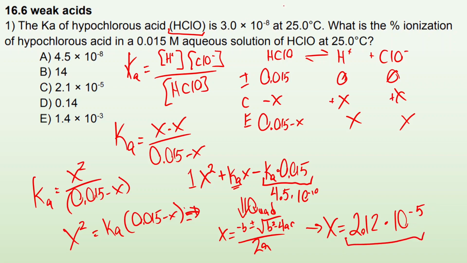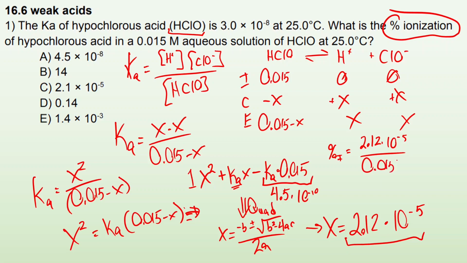What we're trying to get is the percent ionization. So the last step is, well, we know the percent ionization is going to equal the amount that ionized, 2.12 times 10 to the minus 5, divided by how much was there originally, 0.015, times 100, because it's a percent. And when I plug and chug that, I end up with 0.14% as my answer. All right.